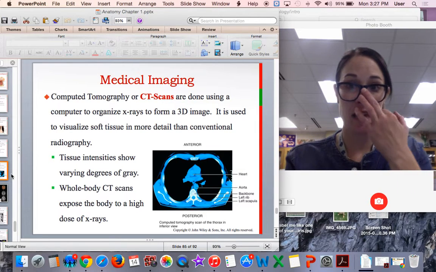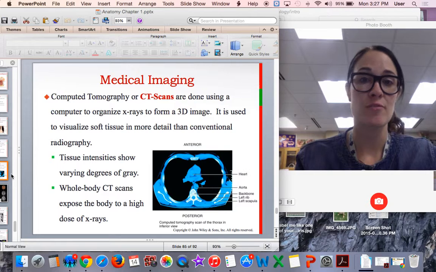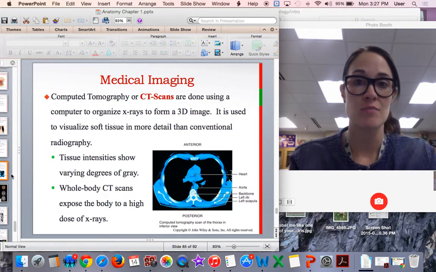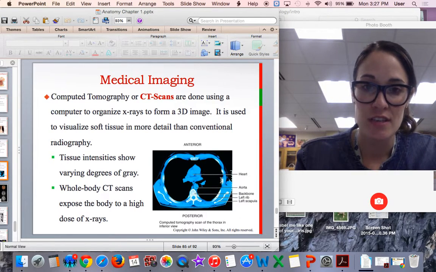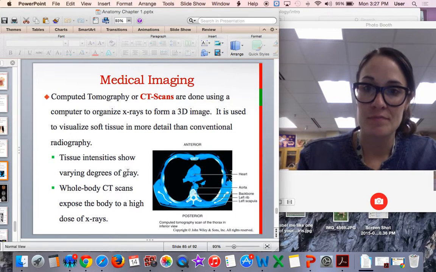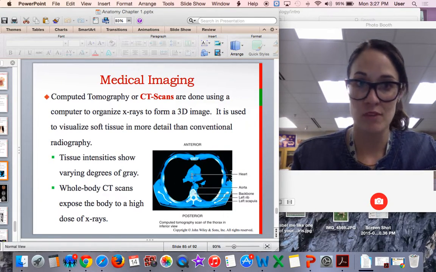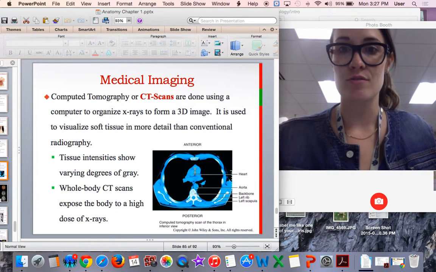A CT scan is X-rays organized in a 3D image. It visualizes soft tissue in more detail than just an X-ray. So here you can see a transverse section of the thorax. Here's the heart and the lungs. Tissue intensity shows varying degrees of gray. So the softest tissue is going to be black. There are going to be different arrangements of gray depending on how dense the tissues are.